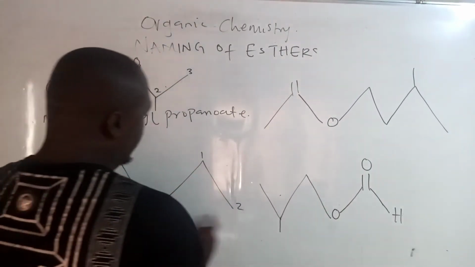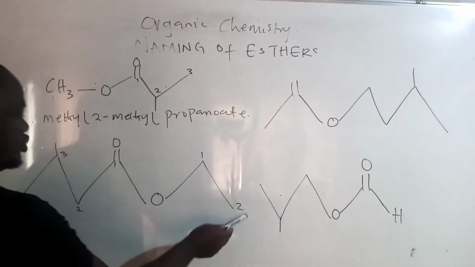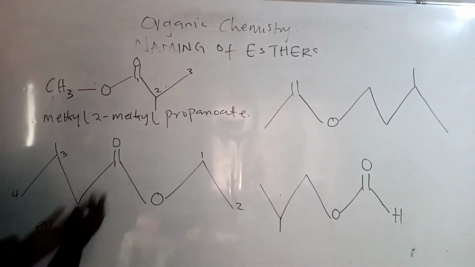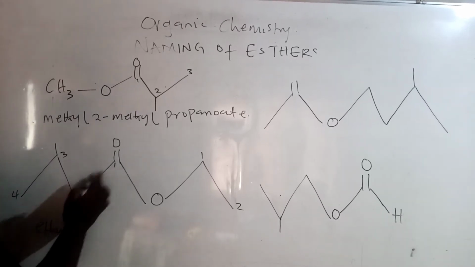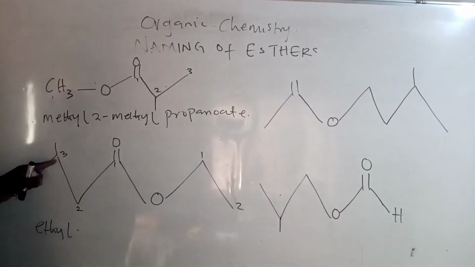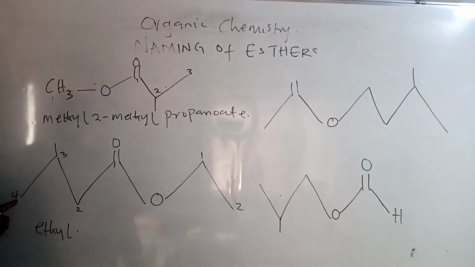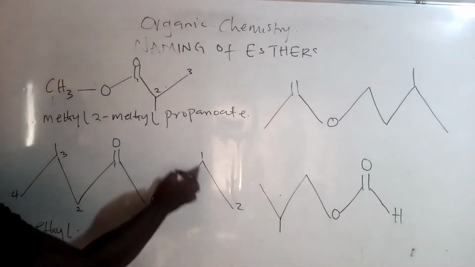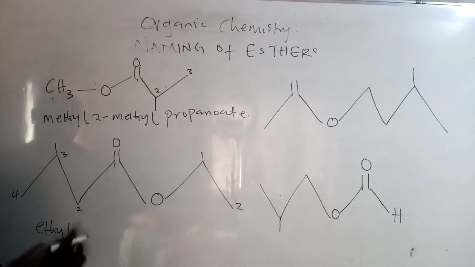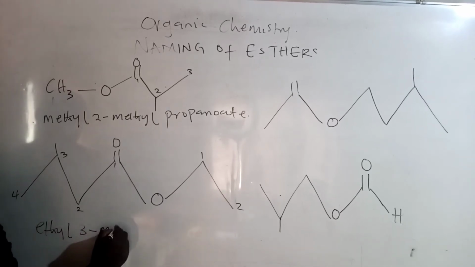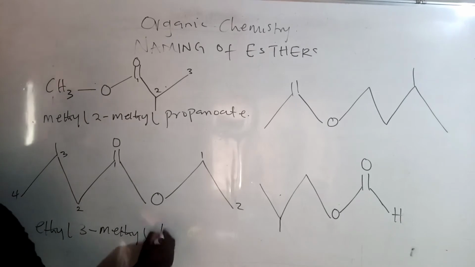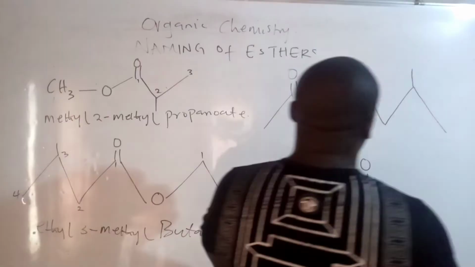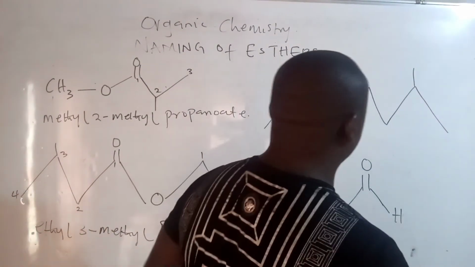So naming the parts that do not contain the oxygen, 1, 2. So this is ethyl, right? The part that contains the oxygen, we start naming from here. So at 3 we have a methyl group, right? So the parent chain is butanoate, right? So the name of this compound is ethyl 3-methyl butanoate.